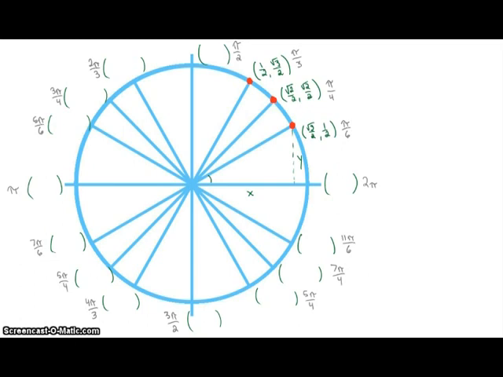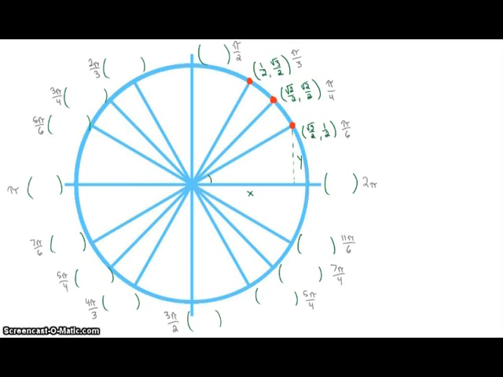Alright, so now that we have our 3 points, we can use them to find the rest of the coordinates. You'll notice that I already filled in the radian measures for the rest of the points, and that's actually really easy to figure out. I just didn't want to do the math on camera because it would take me a while.